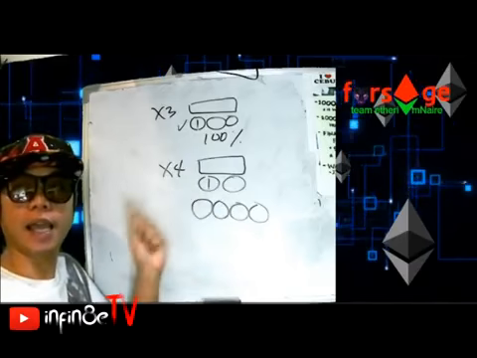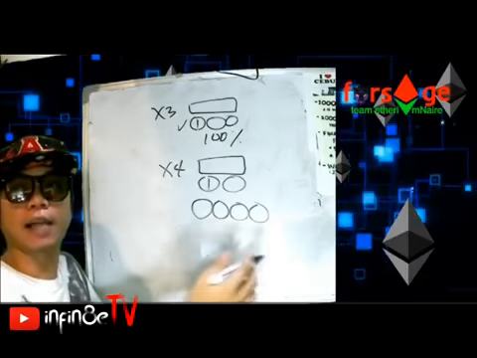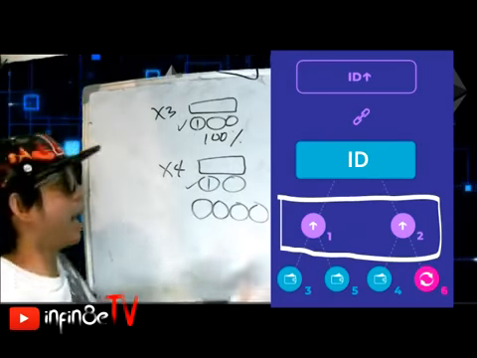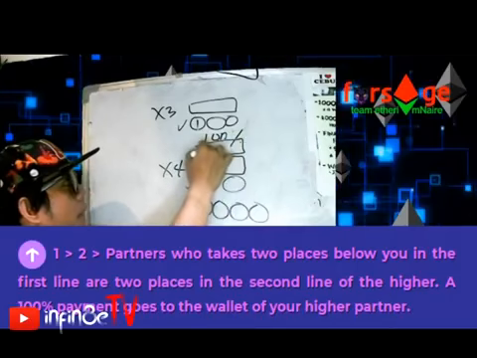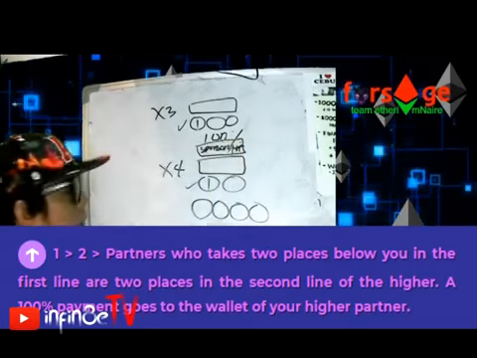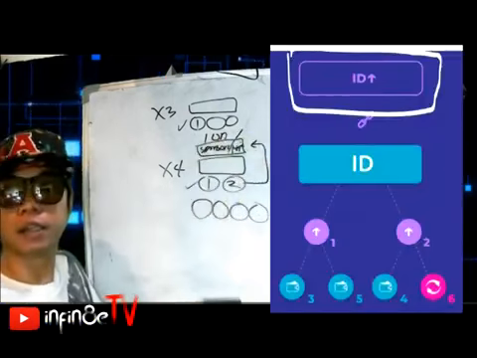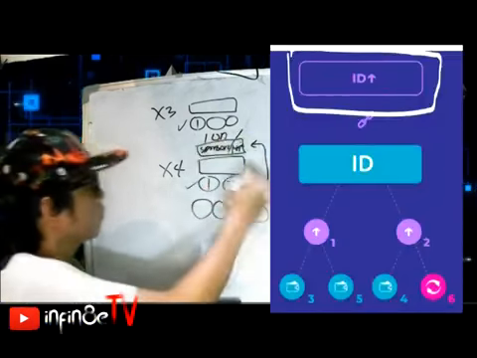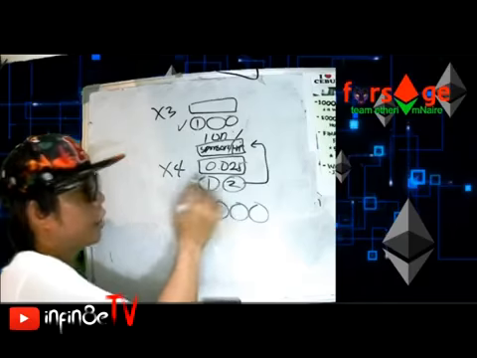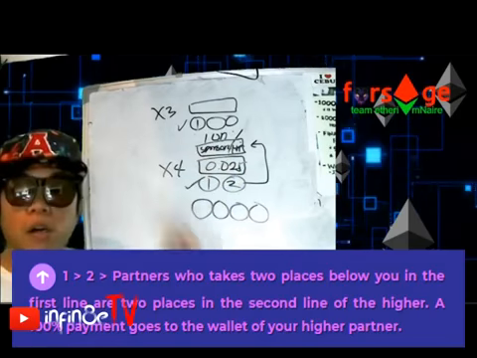On the other hand, sa X4, if ever na yung mga client mo, mga participants mo ay nag-land sa first level mo, mapapass up yan sa higher partner mo. Mapapass up yan sa sponsor or higher partner. Lahat po ng papasok sa line 1, pasok po yan sa higher partner. Now, for example, this is 0.025. Yung 0.025 sa level 1 mo, pasok yan sa wallet ng sponsor or higher partner mo.